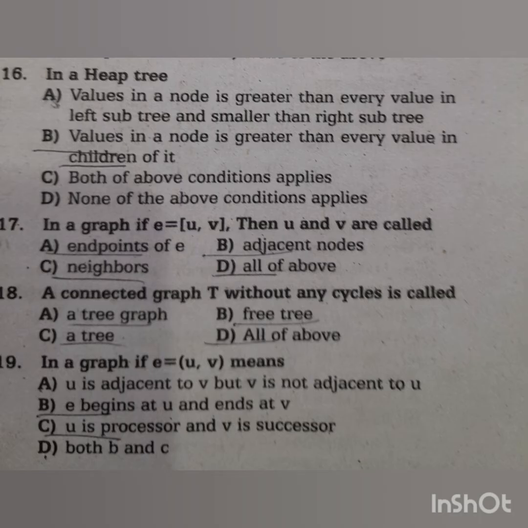In a heap tree, the value at a node is greater than every value in its children. In a graph, if E is equal to (U, V), then U and V are called endpoints of E, adjacent nodes and neighbors. A connected graph T without any cycle is called a tree graph, free tree, or a tree.